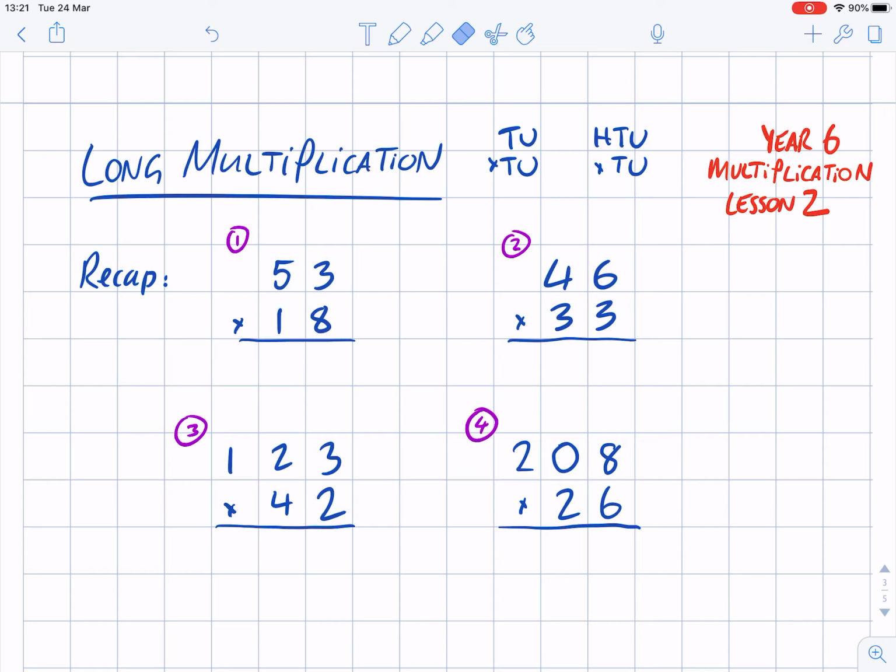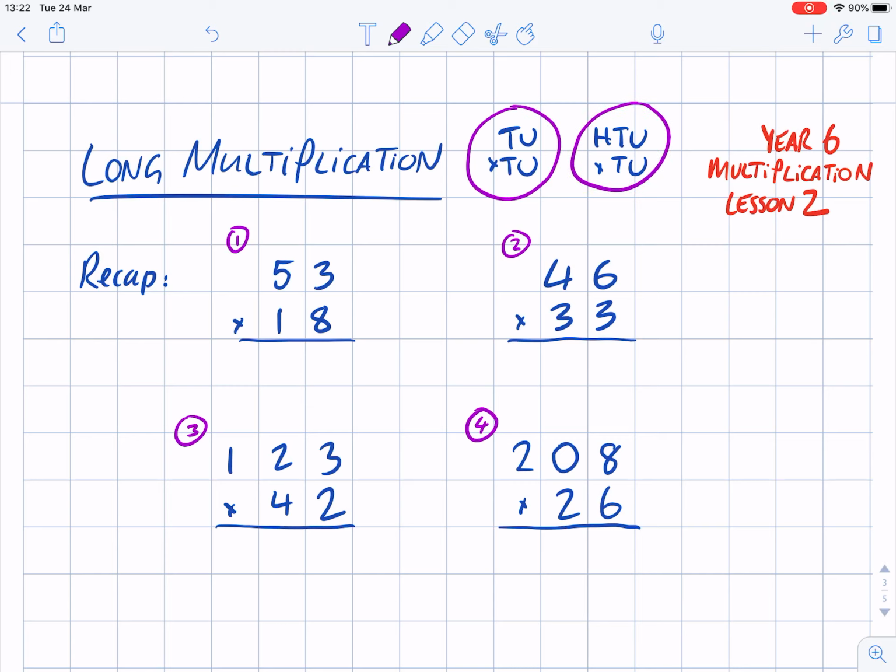We're going to recap on multiplying a 2-digit number by a 2-digit number. And then we're going to introduce multiplying a 3-digit number by a 2-digit number. Okay, so we've got these two things. Recap on that, and then introduce this.